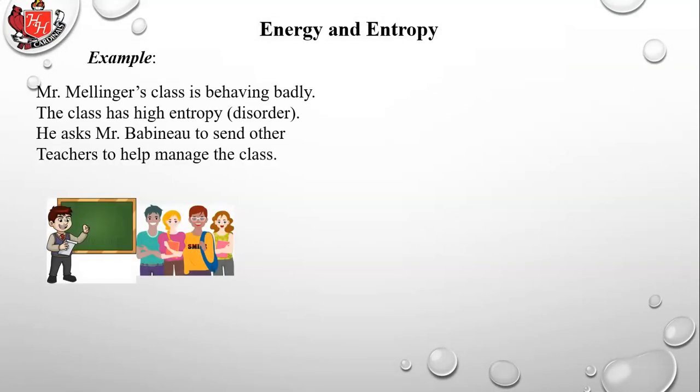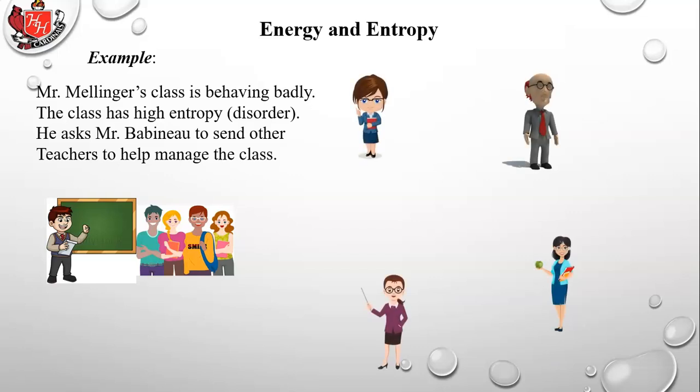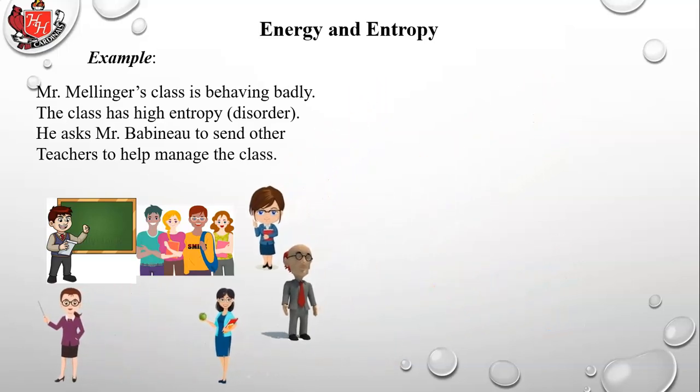So, example. Mr. Mellinger's class is behaving badly. The class has high entropy, disorder. So he asked Mr. Babineau to send other teachers to help manage the class. So there they are, there's all the other teachers, okay? And so I say, help. I need help managing my class. So all the other teachers in the school come over to help me manage my class.